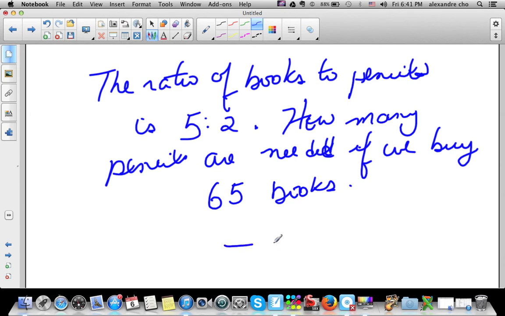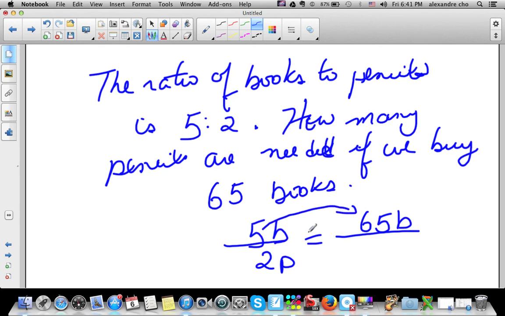That worked. So we have 5 books, 2 pencils, and that ratio is going to grow proportionally, meaning every time you buy 5 books, you get 2 pencils. If you buy 10 books, you get 4 pencils. You double it, and so forth until you reach 65 books. So instead of buying 5 books, you buy 65, and you want to find the number of pencils. That growth has to be the same: 5 times 13 is 65, so you must do the same at the bottom. 2 times 13 is 26 pencils.